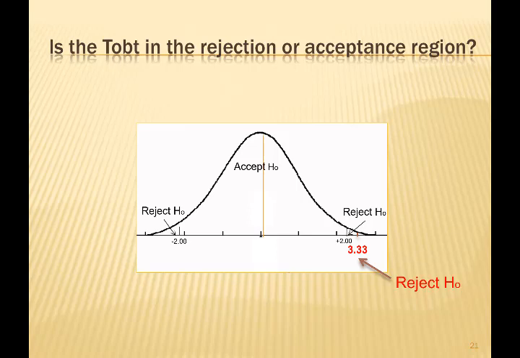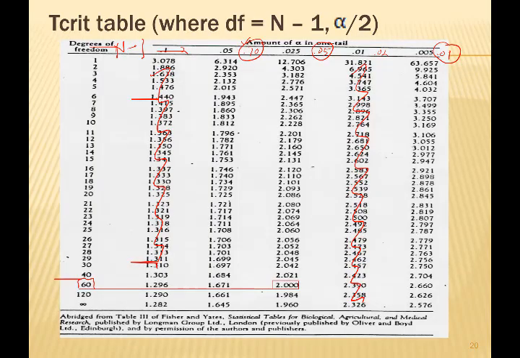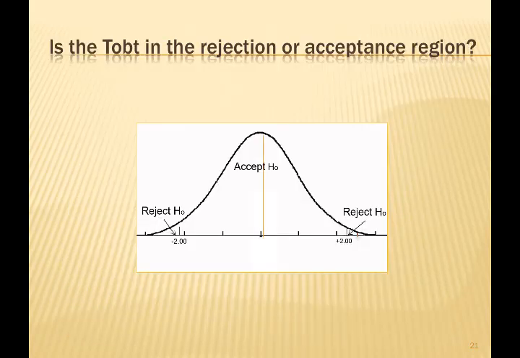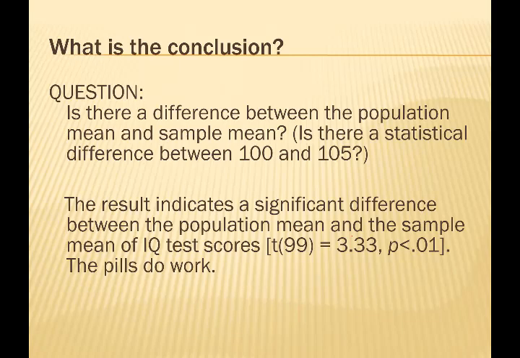Okay? Can we reject the null at the 0.01 level? If you go back to the table here, we know that at the 0.01 level, the t-crit is 2.660. And we could still reject a null if we move the 2.00 out to 2.660 and still be able to reject a null. All right, so to answer the question, is there a difference between the population mean and the sample mean? This is what we would report. The result indicates a significant difference between the population mean and the sample mean of IQ test scores.